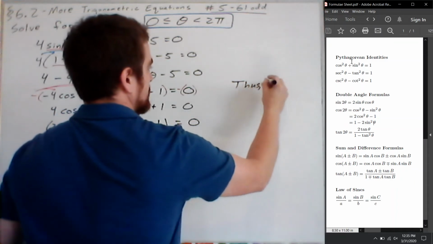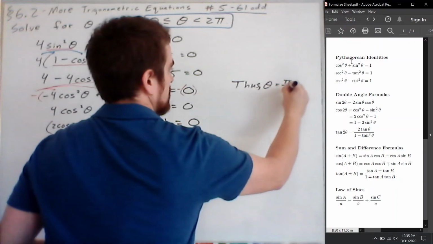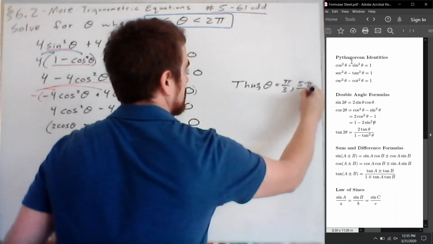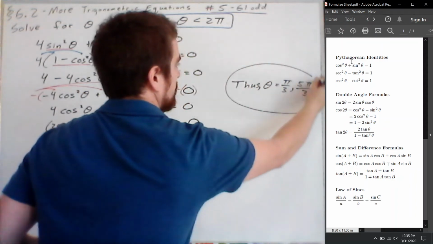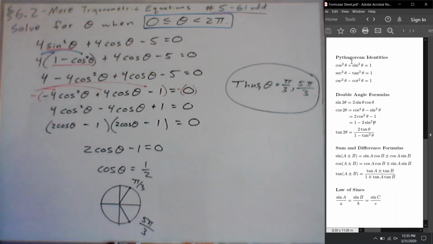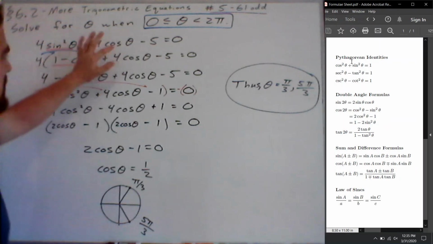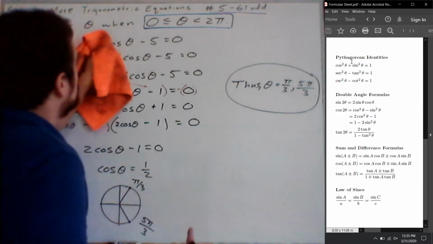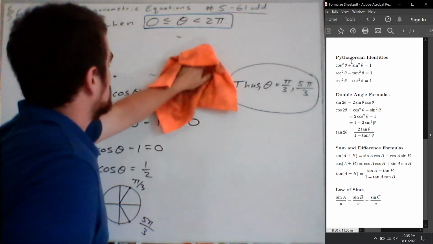So my unit circle tells me theta is pi over 3 or 5 pi over 3, if I put them in order. So we pick up 2 nice solutions. So again, it's all about looking at this mixture of sine and cosine and trying to get it boiled back down into just one trig function, which you can't always do, but man, it makes things a lot easier.